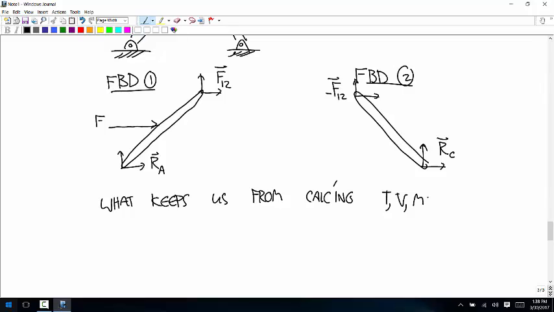No, that would be fine. We've done internal loads with things with no couples on the end. The answer is the relationship between the coordinate system that we're using and the beam.